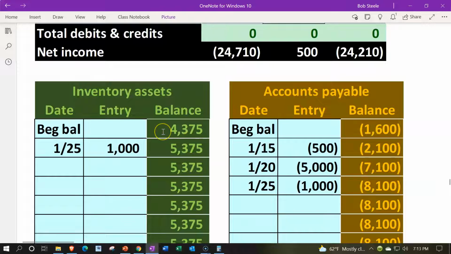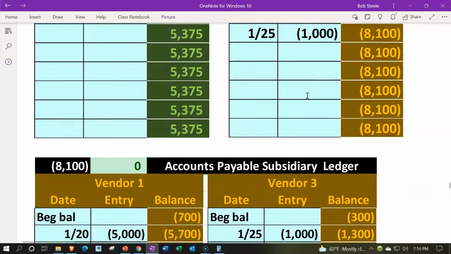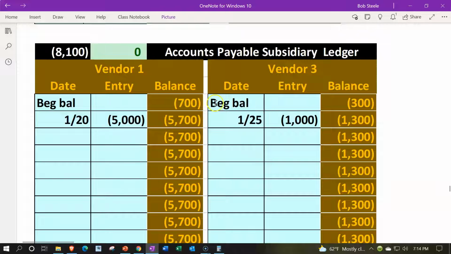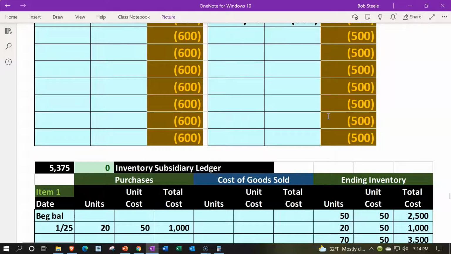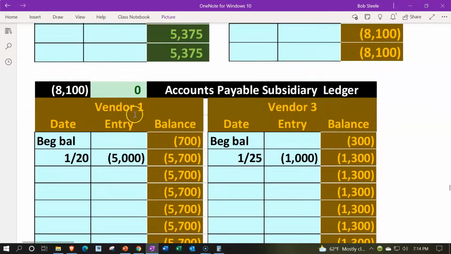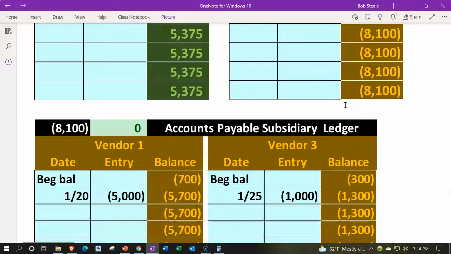The asset inventory account went from $4,375 up by the $1,000 in the debit direction to $5,375. This accounts payable we can break out once again by the subsidiary ledger broken out by vendor. This time I'm going to say vendor 2 was the vendor that we purchased from. So we added this. It started at $300, increased by $1,000 to $1,300. Adding up the totals of all our vendors, of which there are 4, gives us a total amount up top of the $8,100, that then tying out to the general ledger amount.